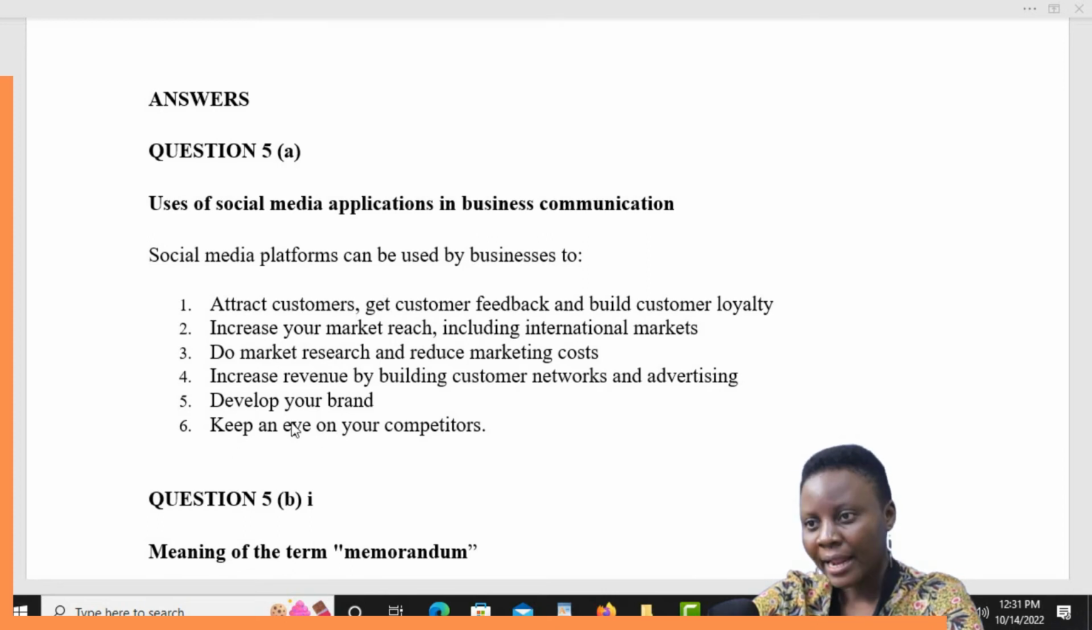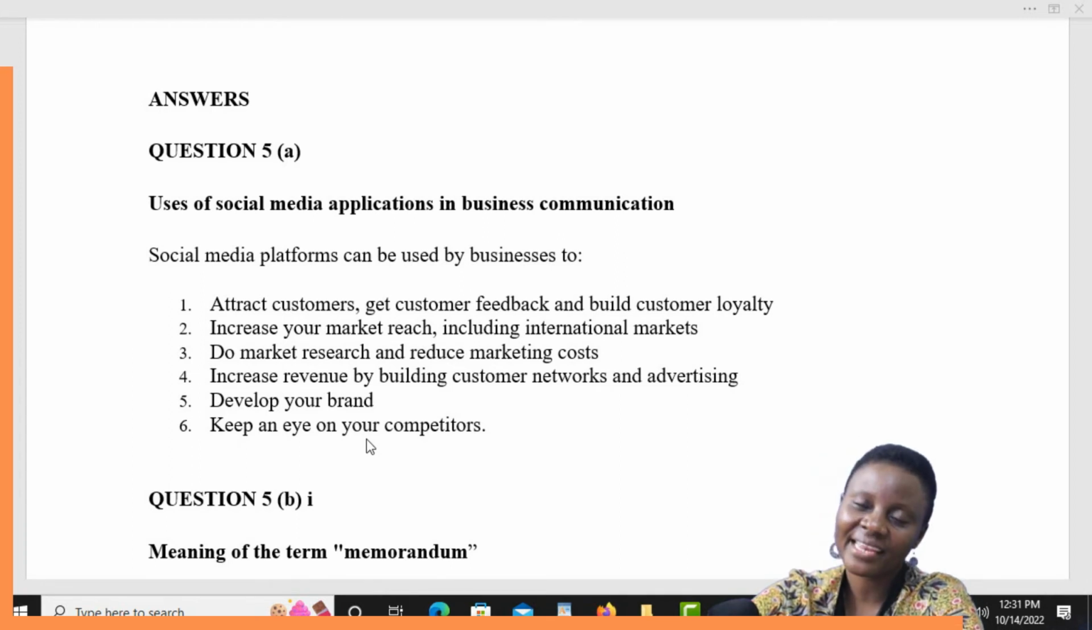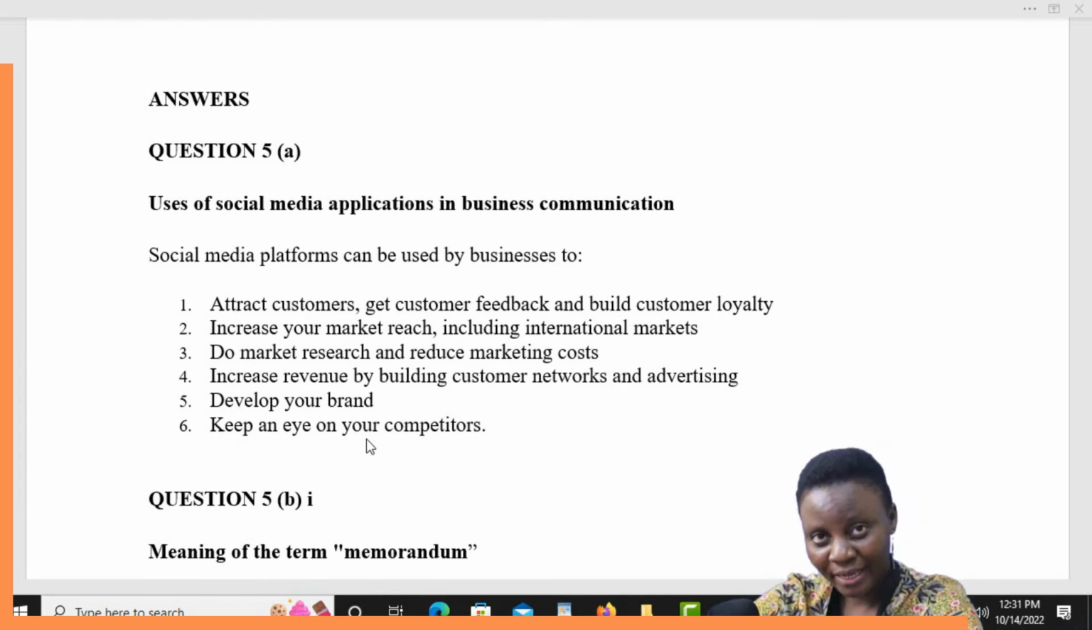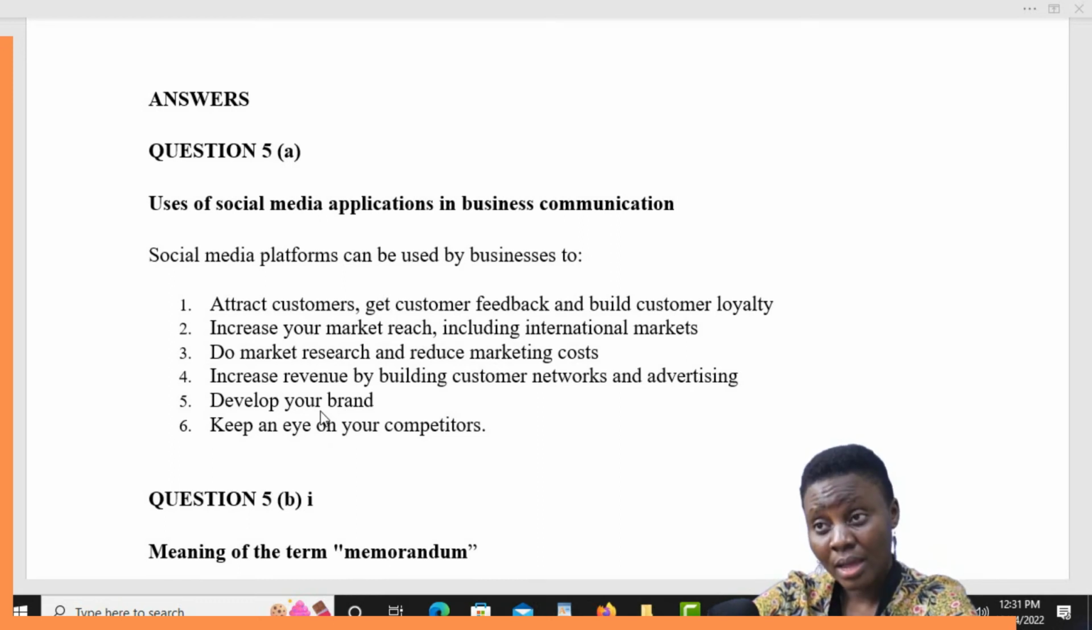And lastly, it can help you also keep an eye on your competitors, because the competitors that you have in the industry do post on social media. So what do they post? How are their prices? What are their marketing strategies? What are their marketing tactics? Those are some of the things that you need to understand. So by the use of these social media platforms, you can also track your competitors, which can also be a benefit for your business.